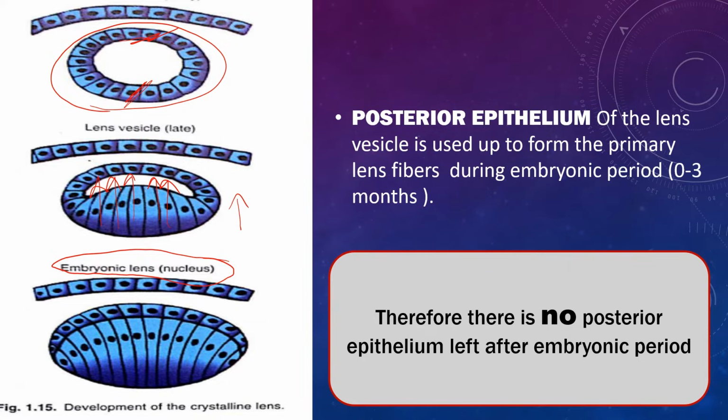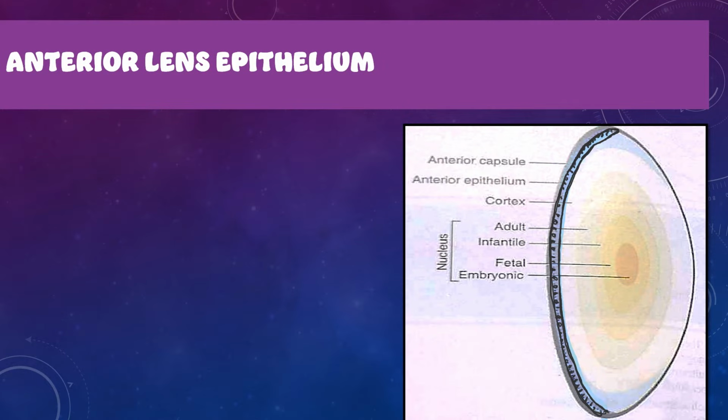So what are primary lens fibers? Primary lens fibers are the fibers which are formed by the elongation of the posterior epithelium of the lens vesicle, right? And they are formed in the embryonic period, that is about 0 to 3 months. Now, because we don't have any posterior lens epithelium, we will be discussing only the anterior lens epithelium.